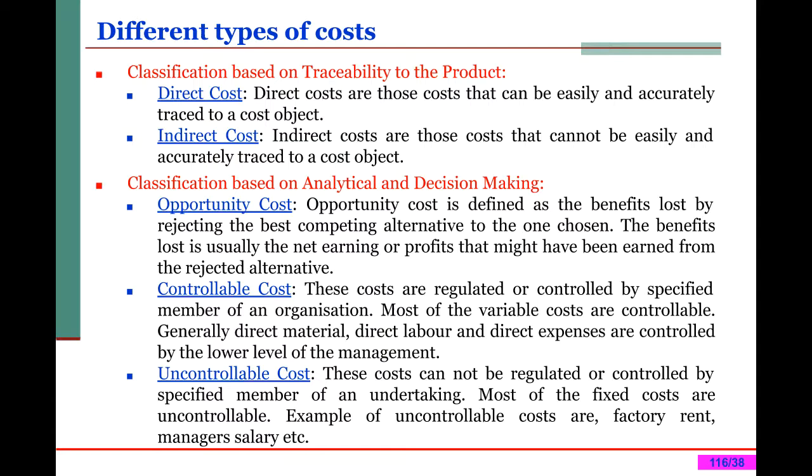Classification based on traceability to the product. Direct cost. Direct costs are those costs that can be easily and accurately traced to a cost object. Indirect cost. Indirect costs are those costs that cannot be easily and accurately traced to a cost object.